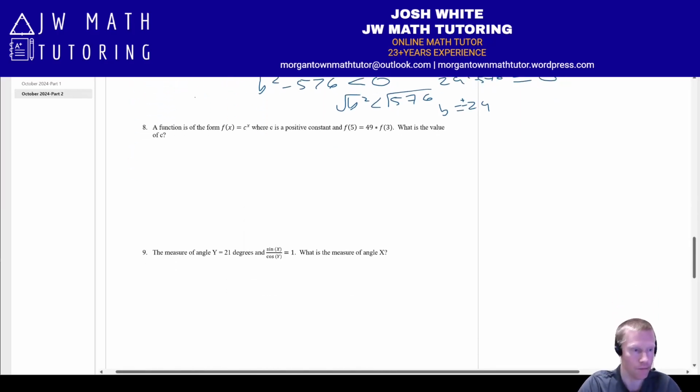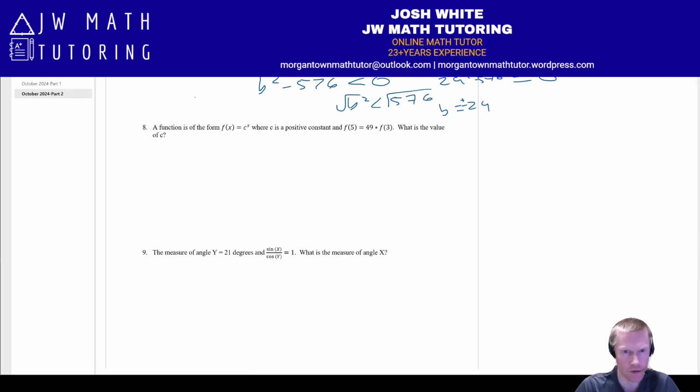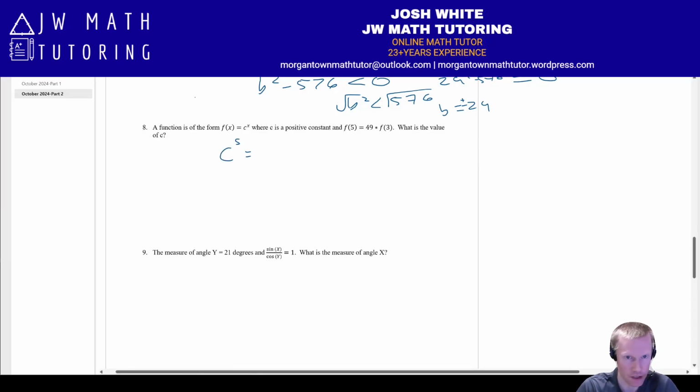Next up, question number 8. Here we have an exponential function of the form c to the x, where c is a positive constant, and they tell us that the y value for evaluating this at 5 is equal to 49 times the y value you get when you evaluate it at 3. So there's a couple of different ways you could think of this. One way would be, okay, if you plug in 5, that's c to the 5th. That's equal to 49 times plugging in 3, which is c to the third.